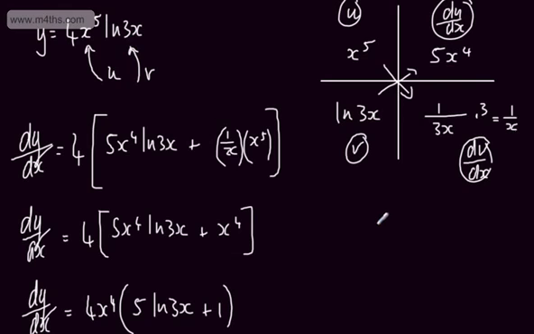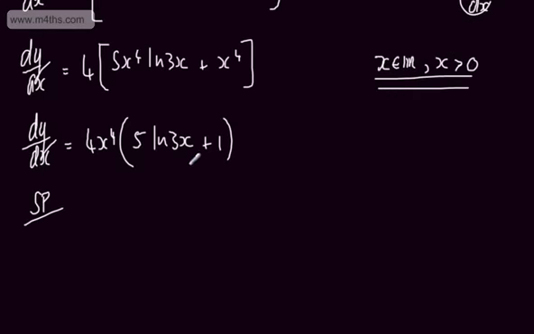So let's say now that x belongs to the reals, and x will be strictly greater than 0. So let's put a domain on this. What we'll do now is find where we've got stationary points. So for stationary points, we can write that the derivative dy by dx will be equal to 0.